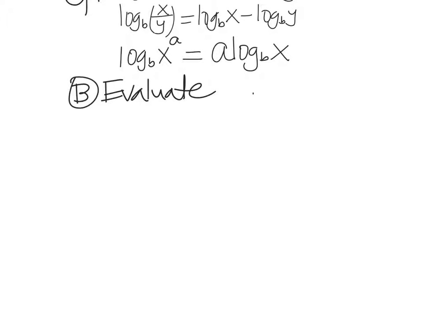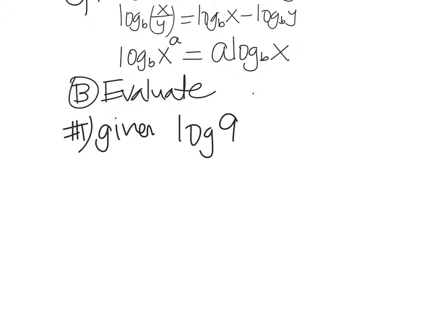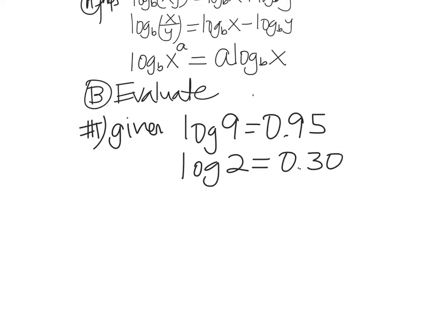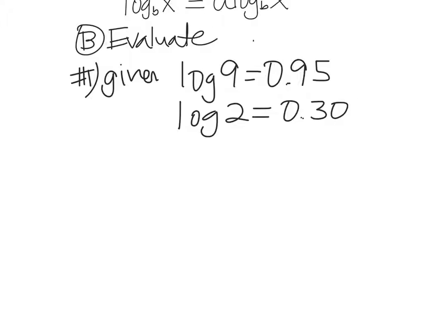We're going to evaluate some logs, and we're going to be given 2 things. Given, this is number 1, by the way, that the log of 9 is equal to 0.95. If there's no base there, what's the base? 10, automatically. So log base 10 of 9 is 0.95, and log of 2 is 0.30. So those 2 things are given to you, and that's it. You're not allowed to use your calculator, the change of base formula, or log base 10 on your calculator.